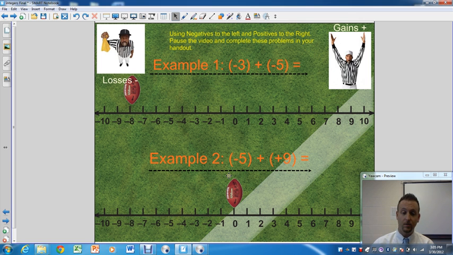Our second example is -5 plus 9. Now, the first number is negative. Since we start at 0 and our first number is negative, we're going to move -5, or 5 to the left. 1, 2, 3, 4, 5. They want us to add a plus 9. So now we're going to go to the right 9 units. 1, 2, 3, 4, 5, 6, 7, 8, 9.